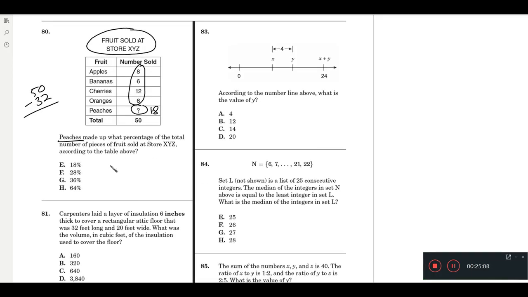So they want it to be what percent is the peach? Yeah, the peaches. So 18 out of 50. We could just multiply it by 2. 36 over 100. If something is out of 100, that's the percentage. So it's 36%.